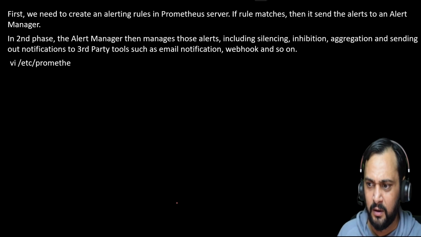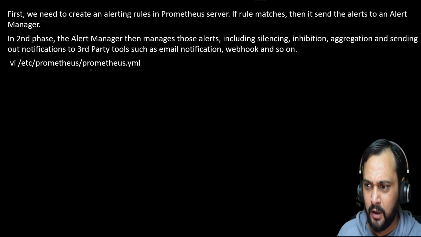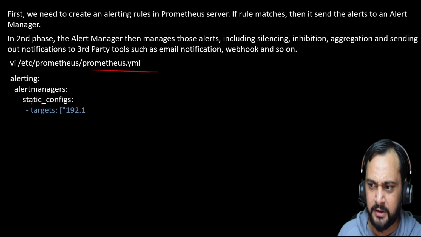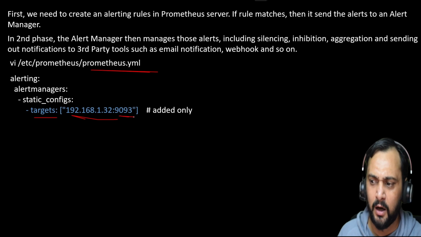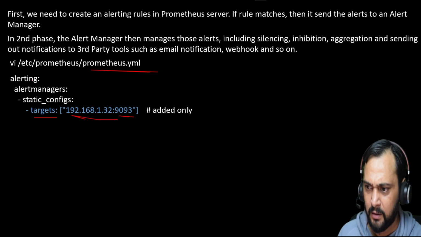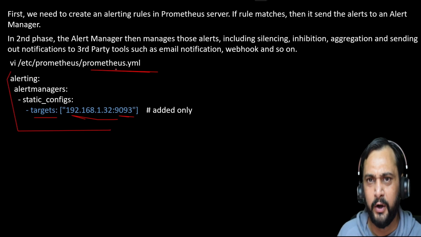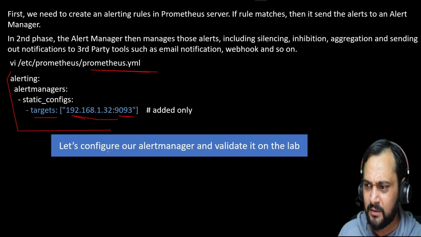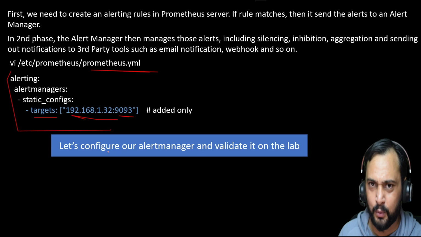So how can we use this in the Prometheus server? First, we need to integrate it under alerting, alertmanagers, static config, and then targets. This is my target; 9093 is the port number that Alertmanager uses. We will do it in the lab. This configuration needs to be done on the Prometheus server because we need to integrate, right? The Prometheus server will forward the alert, so we need to configure where it forwards. So let's configure our Alertmanager and validate it in the lab. Okay, so let's proceed with the lab.